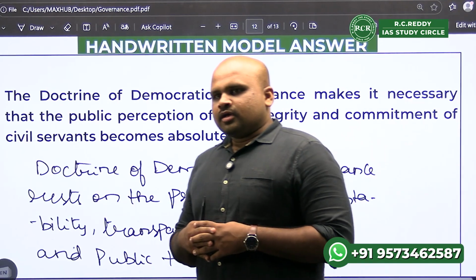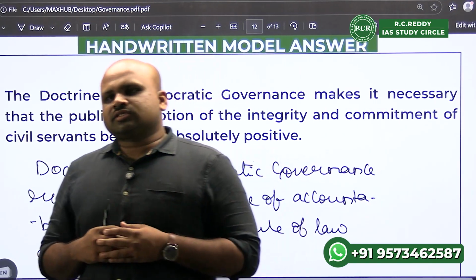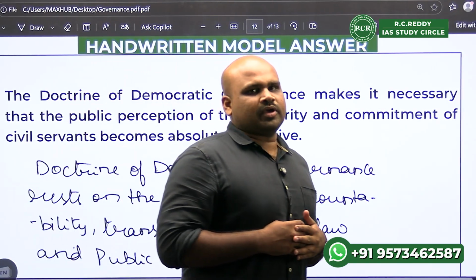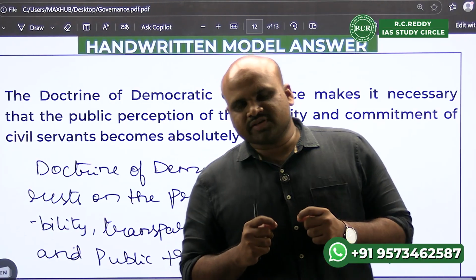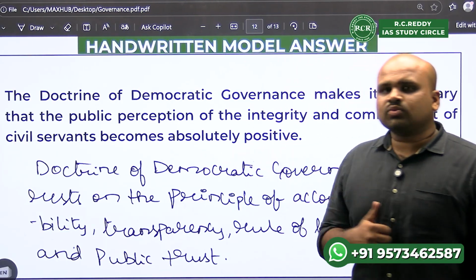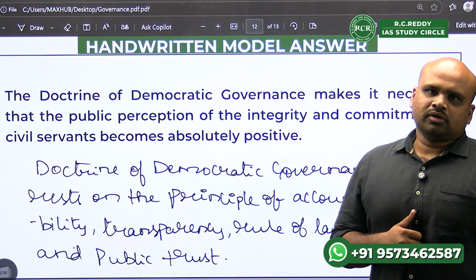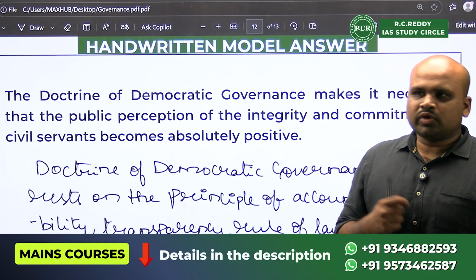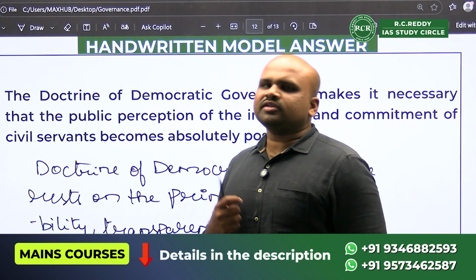Today, we would discuss this PYQ from the governance topic, that is, the role of civil services in Indian democracy. This particular question was asked in 2024. It's a 10 marker, which means a 150 word limit.